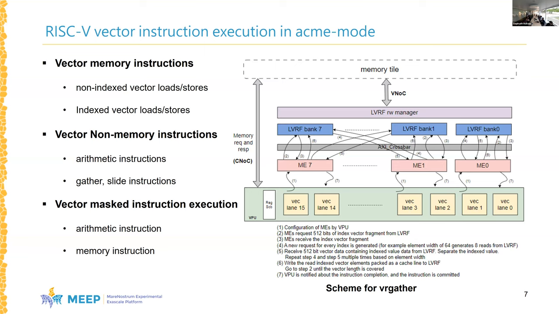So what to do with that? Instead of bringing the vector fragment to the VPU, since we are not doing any computations on that, it's just a kind of shuffle operation, we have enabled MEs, micro engines, to perform that operation near the LVRF itself without bringing it to the VPU. The steps below describe the same. The MEs first read the index vector, then generate new reads for every index, get the data, pack it into 512 bits of data and write it back to the LVRF, right? The slide operations are handled similarly. The index is fixed throughout the operation.